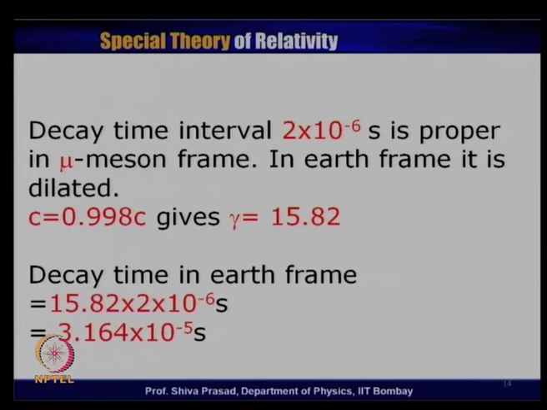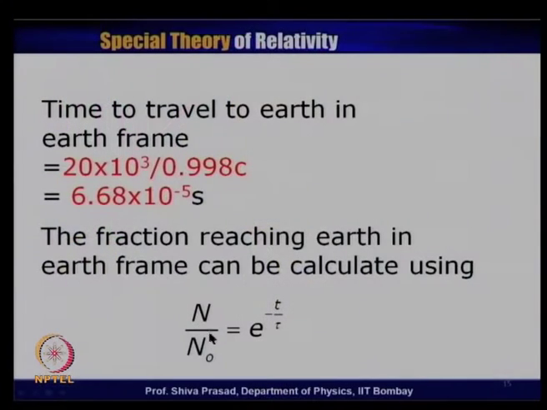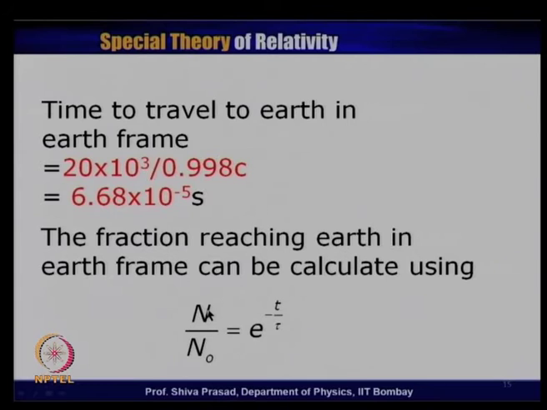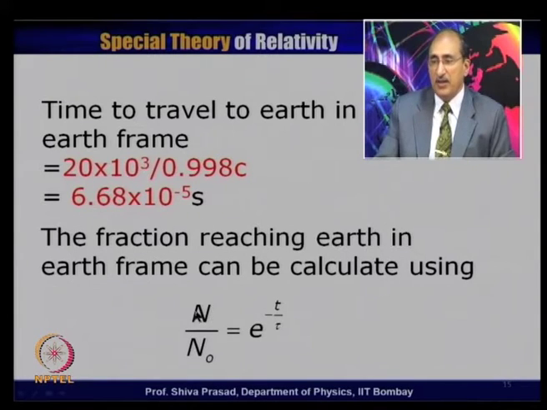Now, if you want to talk of the probability of decay, this follows the same rule as nuclear decay, which is an exponential behavior, given here at the bottom of this transparency. If n naught is the number of particles with which you started, then the number of particles which remain at time t is given by n divided by n naught equals e raised to the power minus t by tau. This is the fraction of the particles which will be reaching earth.